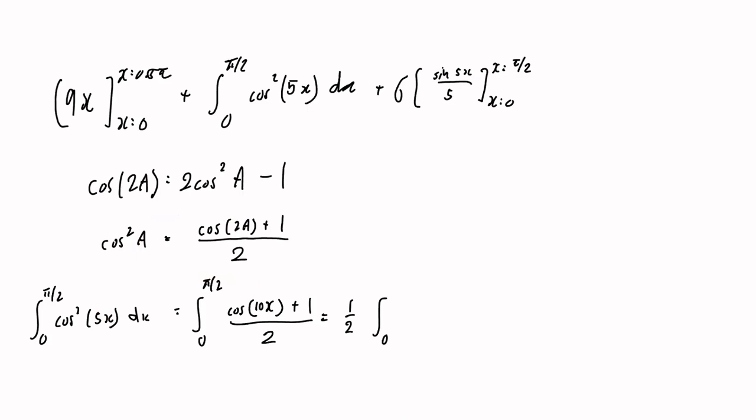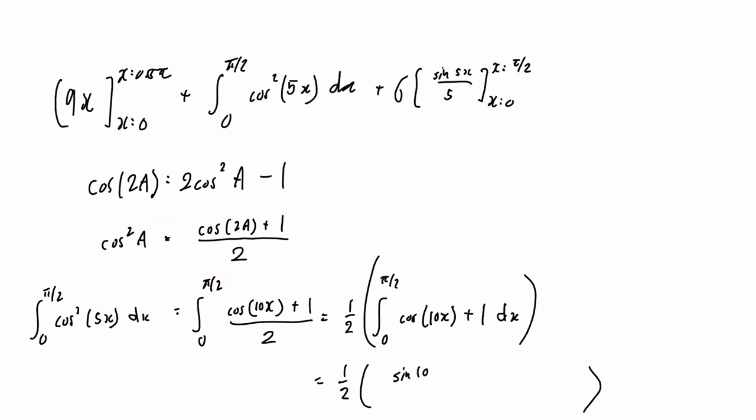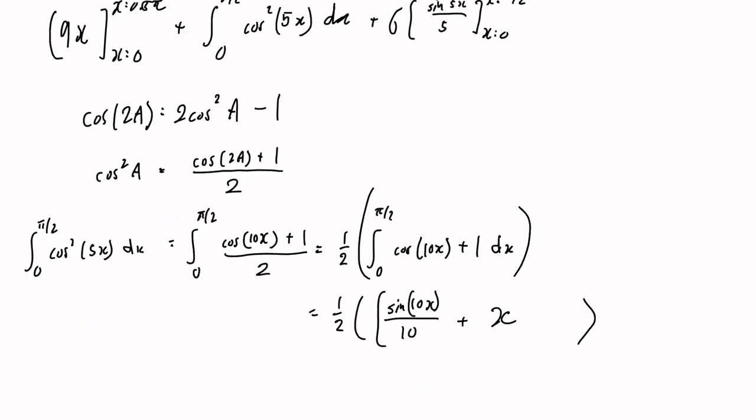integral of cosine 10x plus 1. Half times that, an invisible pair of brackets. Integrate cosine, I get sine 10x divided by 10, plus the integral of 1 is x. And then you put square brackets, x equals 0 to pi over 2. Okay, substitute in and you get your answer.